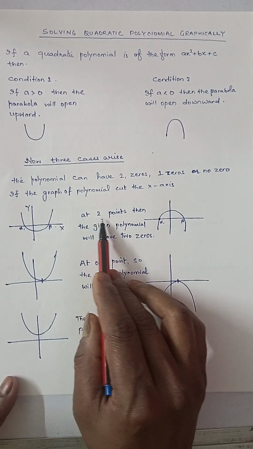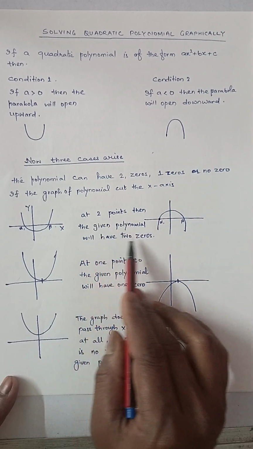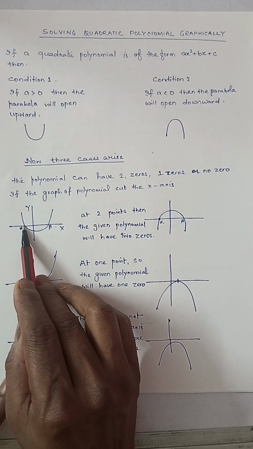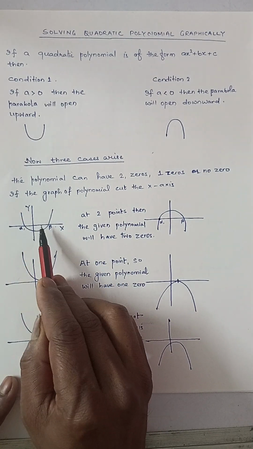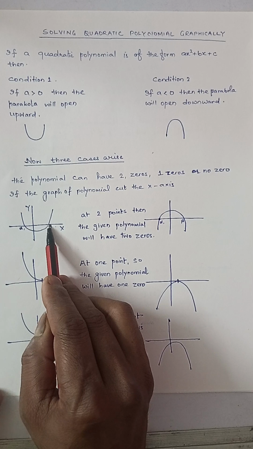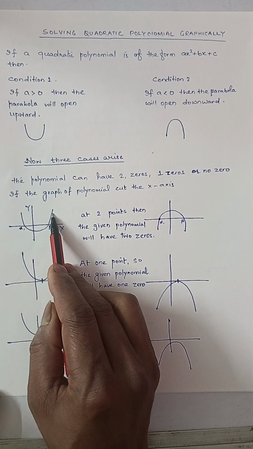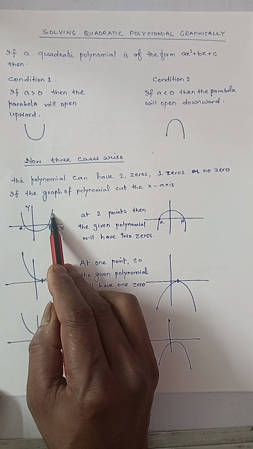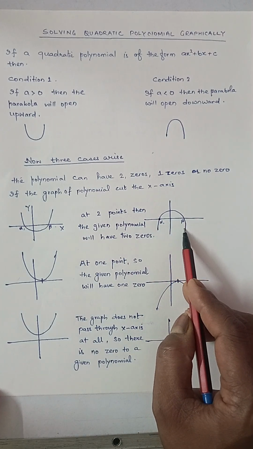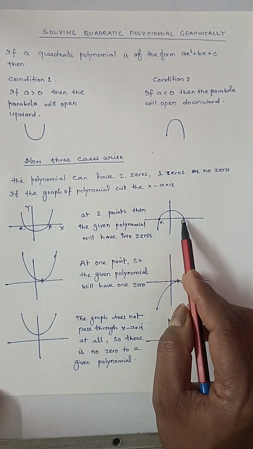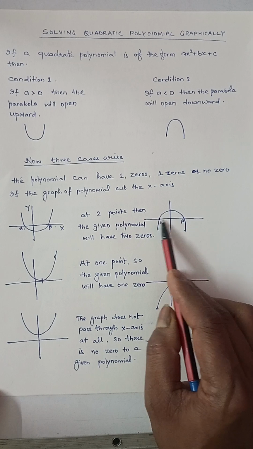If the graph of the polynomial cuts the x-axis at 2 points, then the given polynomial will have two zeros, as we can see here. This graph is cutting the x-axis at two places, so it will have two zeros, and the graph opens upwards, so a will also be greater than 0. But in this graph, a will be less than 0, and since the graph is cutting the x-axis at 2 points, it will also have two zeros.